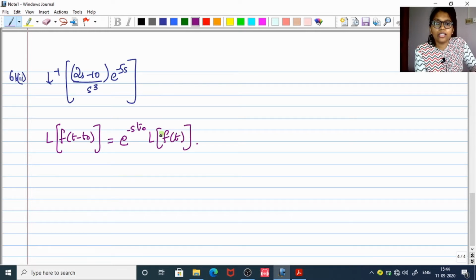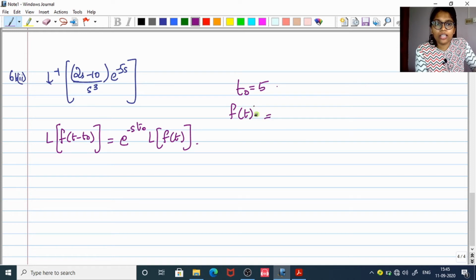Here the Laplace of f of t means definitely we have an s variable function. Here also we have an s variable function. Also e raised to minus 5s along with this function, similar to e raised to minus s t0 along with this function. So by comparing, t0 is 5. Now what is f of t then?